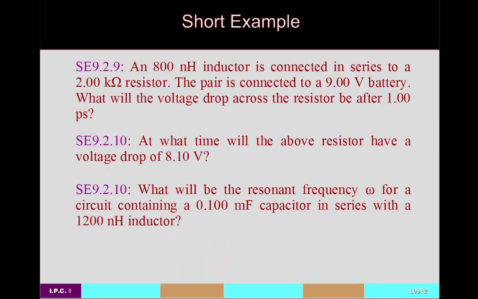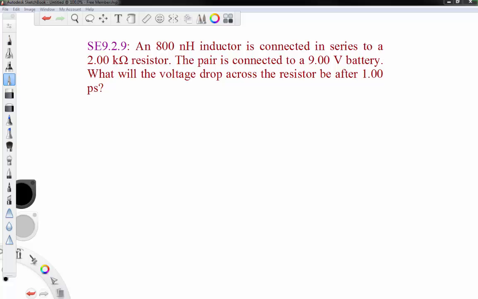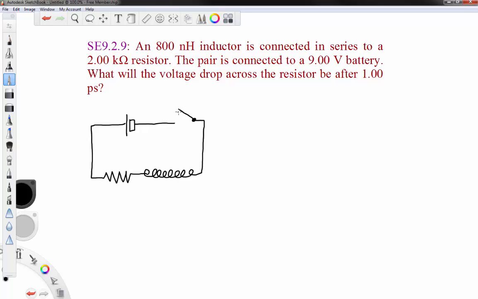So let's look at a few last examples. In our first example, we have an 800 nanohenry inductor connected in series to a 2 kilo ohm resistor, and that's connected to a 9-volt battery. Maybe we should start by drawing a diagram of this circuit. You have your 9-volt battery, a resistor, and an inductor somewhere in the circuit. These are all in series, and then there's a switch.